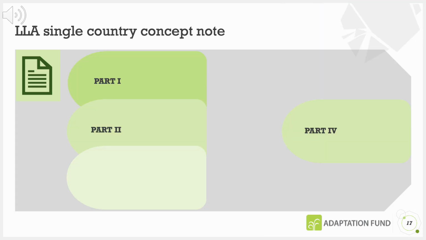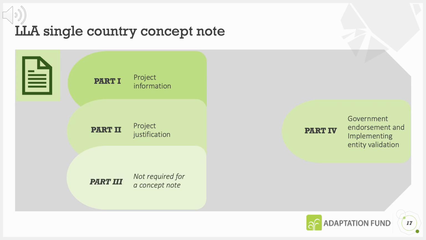Step 2. The Concept Note. The LLA Concept Note proposal has 3 parts. Part 1. Project and Program Information. Part 2. Project Program Justification, with a focus on LLA in A, B, D to H, and J. And Part 4. Endorsement by governments and certification by the implementing entity. The length of the proposal should not exceed 50 pages, including its annexes.